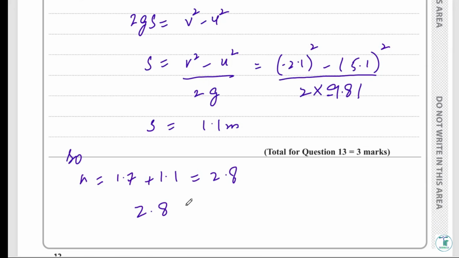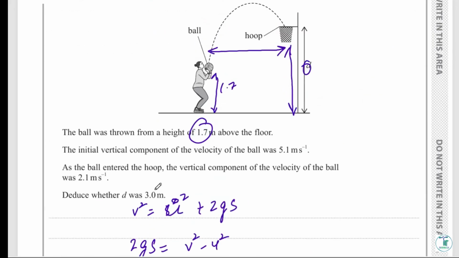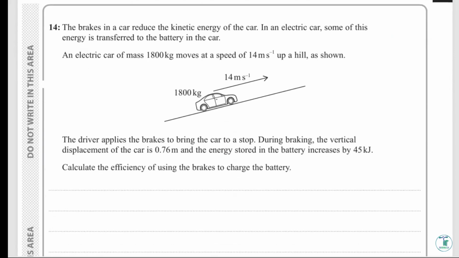And since 2.8 is not equal to 3, the claim is not right, right? We just needed to deduce whether the d would be 3 or not. And that is how we deduce that d is not going to be 3. Now we have question number 14.